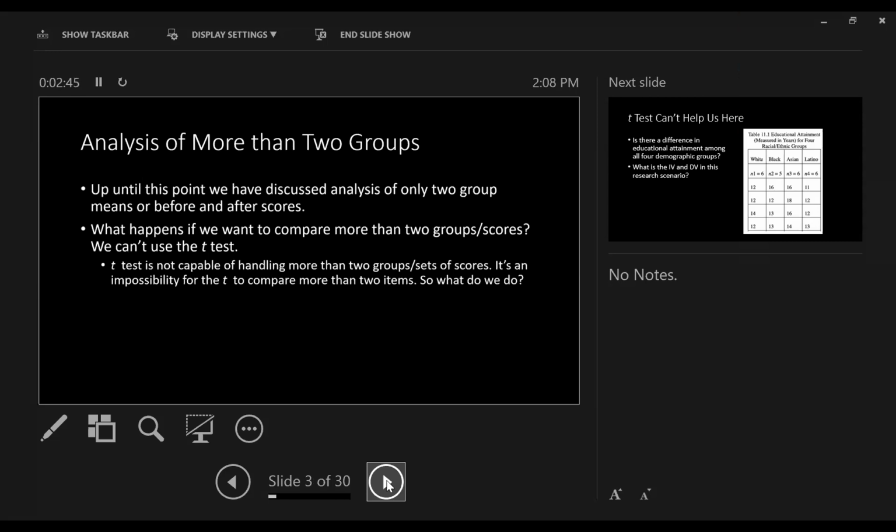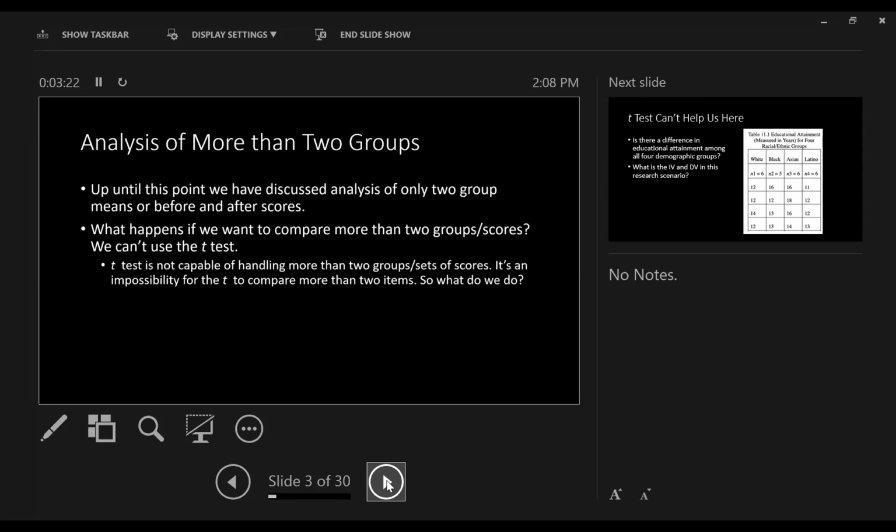So an analysis of more than two groups. A t-test, again, you're looking at two variables. Once you start looking at three or more variables, that's when an ANOVA would make the most sense. We've talked about the analysis of two groups, with their means or before or after scores. But what happens if we're looking at more than two groups? Think back, one of our first labs was looking at levels of education, men and women. Obviously, there's two groups right there.